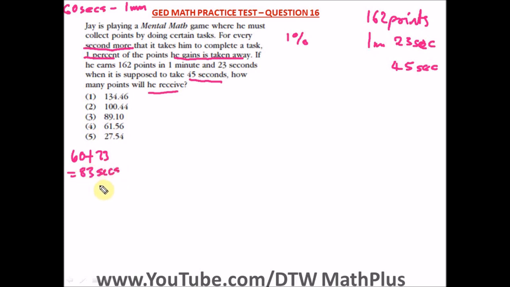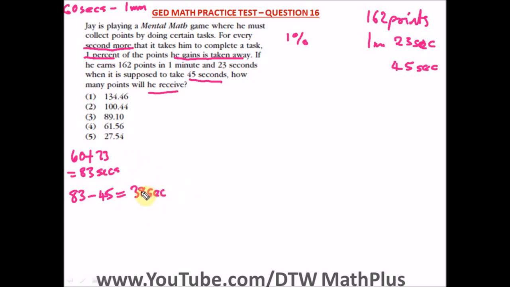So the total seconds he took is 83 seconds. He was supposed to take 45 seconds to complete this task, so let's find the total number of seconds he wasted. The question says for every second more that it takes him to complete the task, 1% of the points he gains is taken away. So let's find the extra seconds it took J to complete the task. That's simply 83 minus 45, which gives us 38 seconds. So it took him 38 seconds more to complete the task.